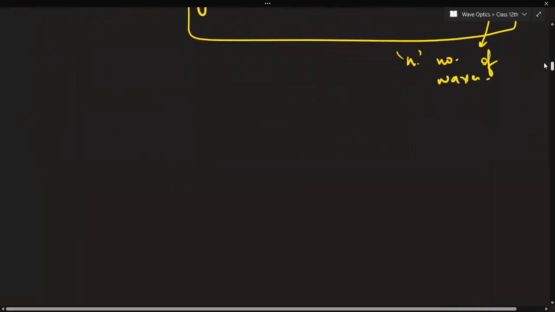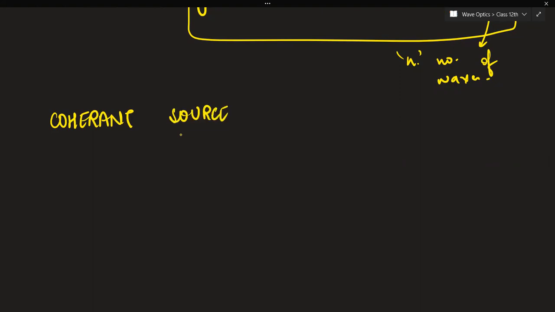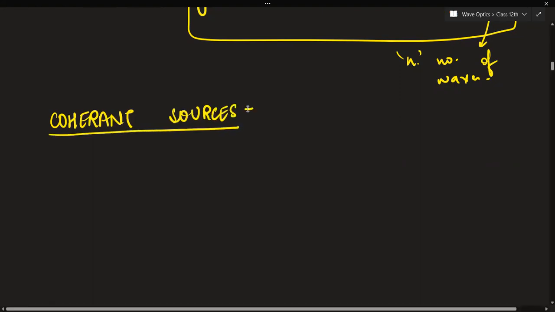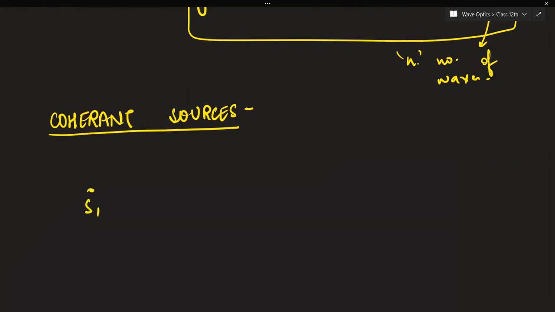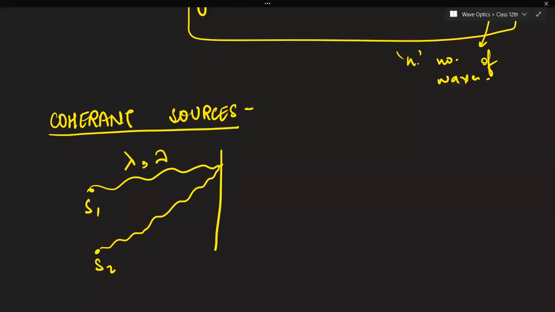Yes, I was telling about coherent sources. Coherent sources are very important. You can copy all these portions, and still let me know if you have any part you have not understood. Let's say this is some source S1 at this screen, emitting a wave. This is another source S2, also emitting a wave. Lambda is the wavelength of this wave and the frequency is nu.